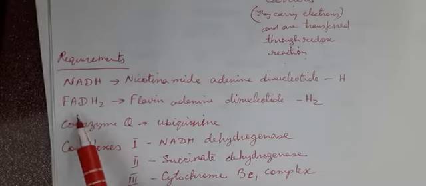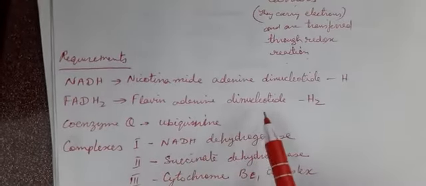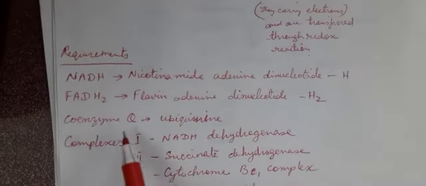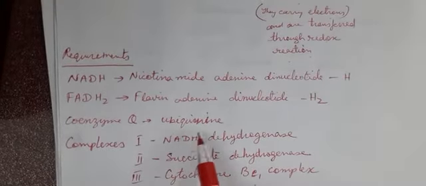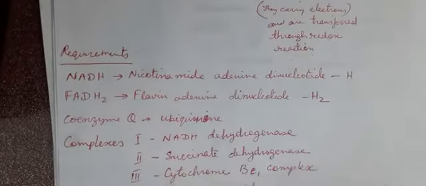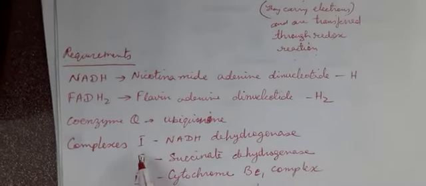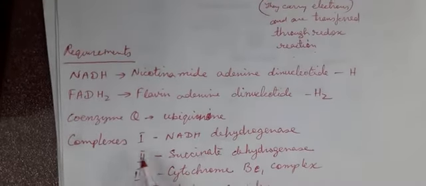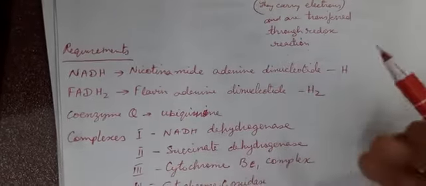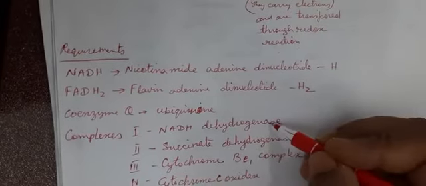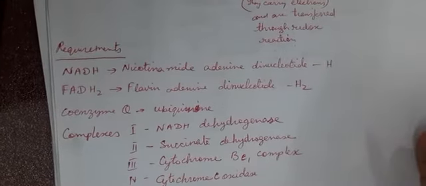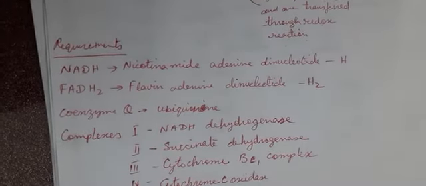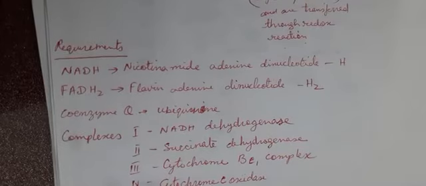And then FADH2, that is flavin adenine dinucleotide, again a hydrogen donor. Then coenzyme Q, also called ubiquinone. Then enzyme complexes are there. Why do we call them complexes? Because these enzymes carry the enzymes as well as some supporting chemicals, like iron-sulfur compounds, etc. So that is why these are called enzyme complexes.